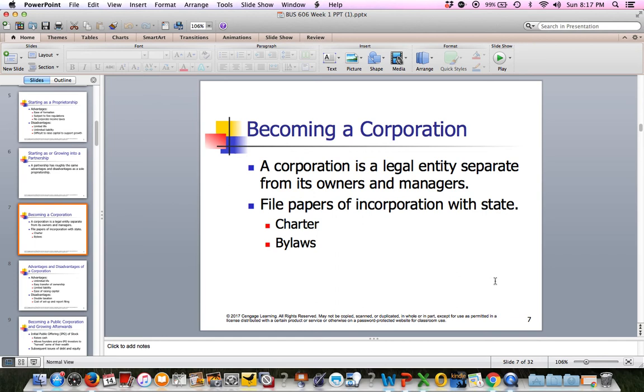So what you do is you file papers to incorporate with whatever state you want to incorporate in. That typically also means you have to file bylaws with that state to let that state know, here's our corporation, here's how it will be governed, things like that. You obtain a charter from the state that allows you to operate.